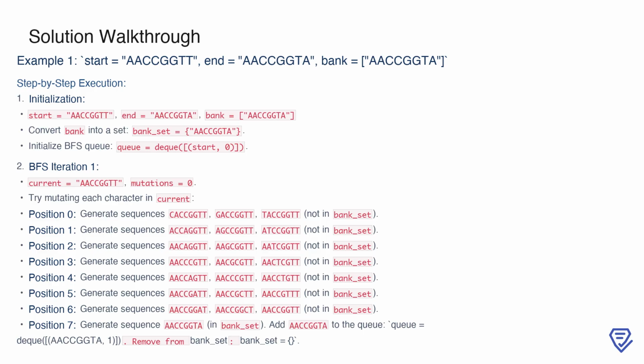Here, we start with example 1, where the initial genetic sequence is AACCGGTT and the target sequence is AACCGGTA. The available mutations are provided in the bank, which is just AACCGGTA.